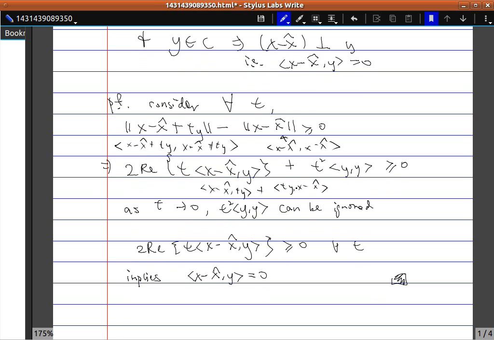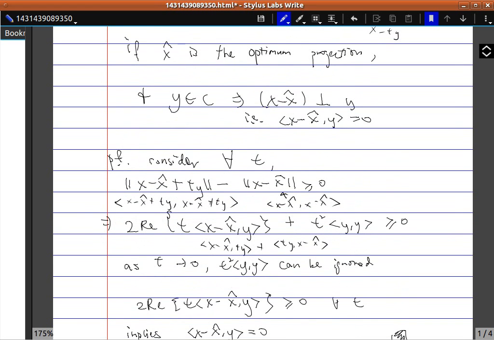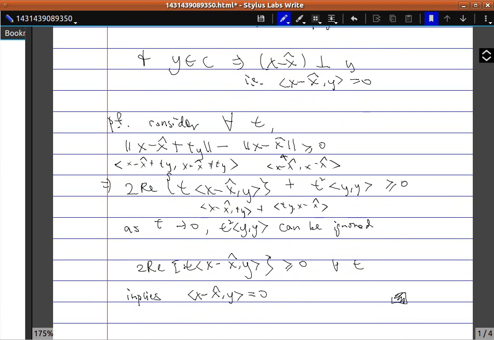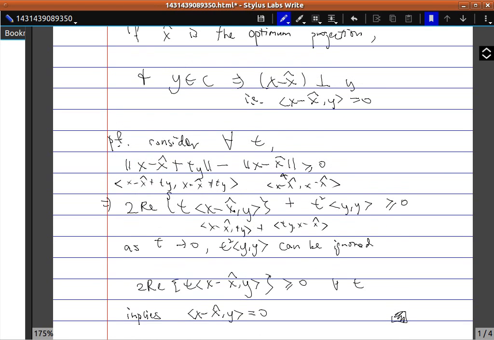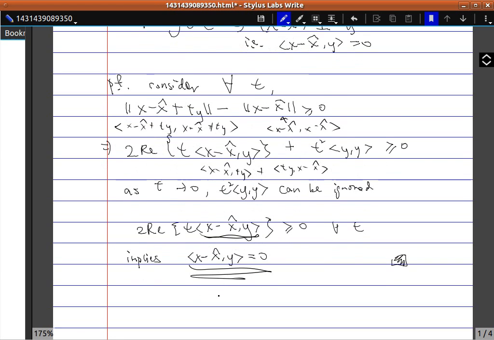Now, because t is arbitrary, if I pick t to be very small, then the second term can be ignored because its order is much smaller than the first term. For the first term, because I can change t to be positive or negative, for this to be always bigger than or equal to 0, I must have this term, the inner product of x minus x hat and y, equal to 0, and that gives us the projection theorem.